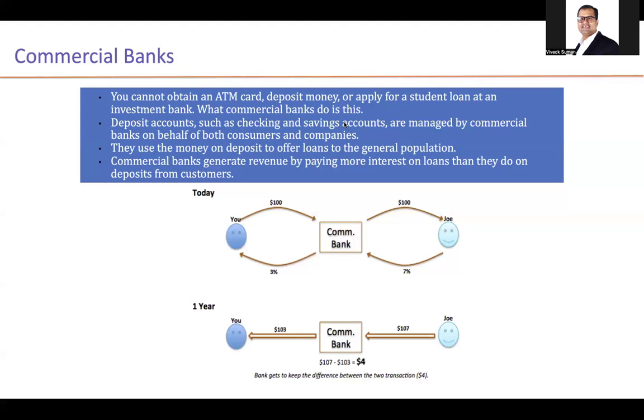Jatin, your answer is wrong. Please correct yourself. 7% is what the commercial bank is getting, but it's paying back 3%. So what is left with it is the spread. Okay. Jatin, Nitisa, Ashutosh, correct answer.